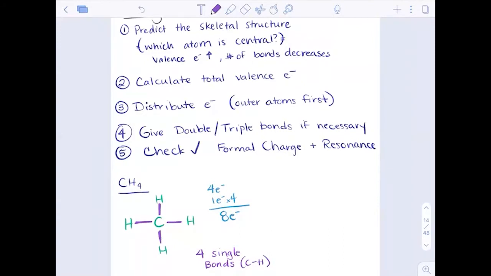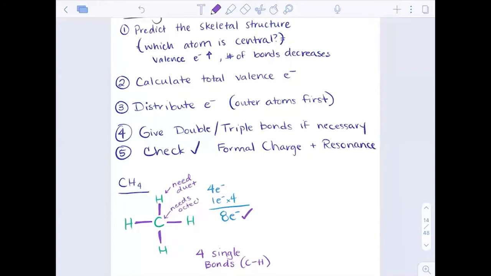Now, here's what I want to say. Do I need to do double or triple bonds? Well, I've distributed all my 8 electrons. Check: does everyone have their octet or their duet? That's what we want to say. Hydrogen needs a duet to reach its electron configuration, that of helium, with 2 electrons in the 1s orbital. And carbon needs an octet.